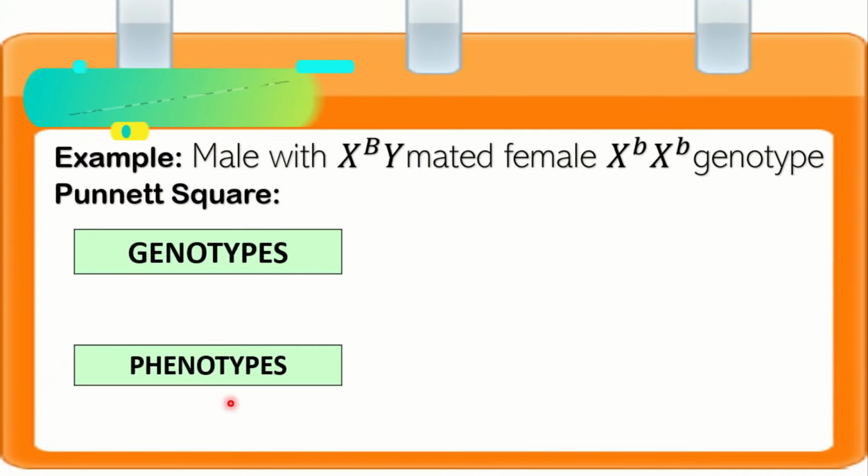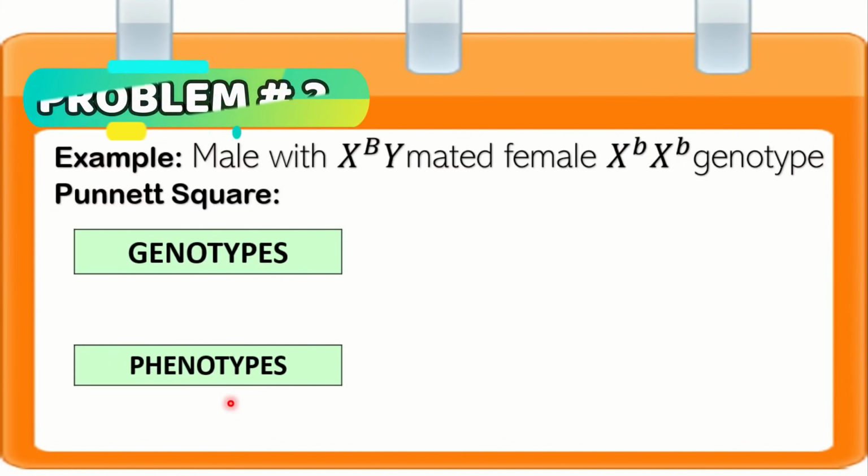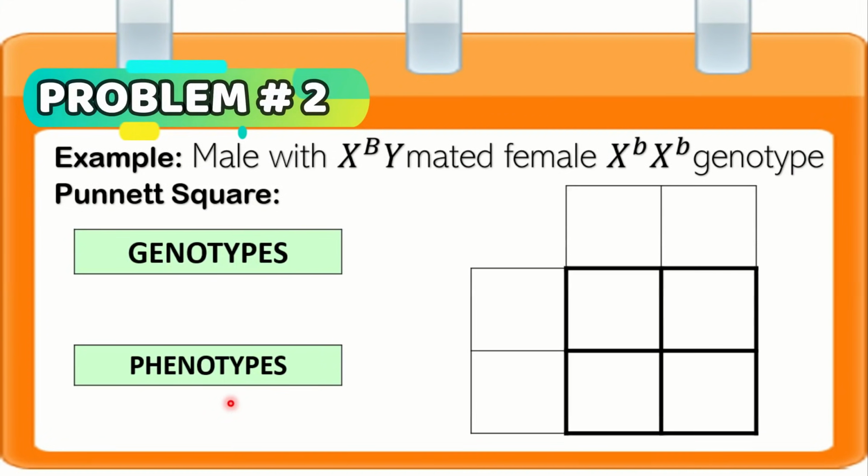Now, for problem number 2, this is what you are going to answer in your notebook or on a piece of paper. Screenshot this problem and construct a Punnett square and determine the possible genotypes and phenotypes. Again, for MDL students, write your answers on a piece of paper, and for ODL students, take a picture of your written answer and send it or attach it to the respective assignment in your Science Google Classroom.